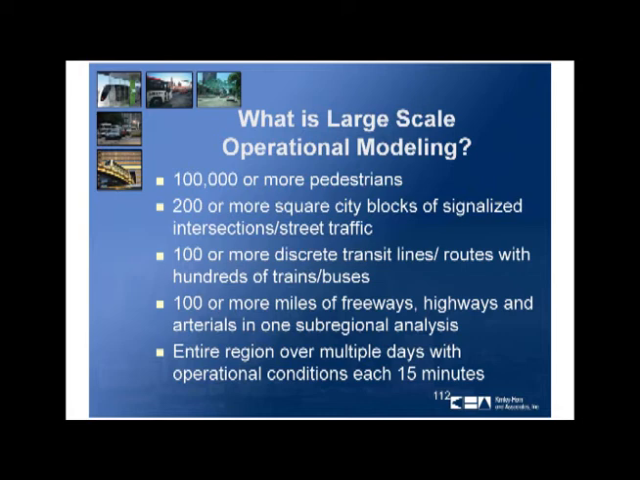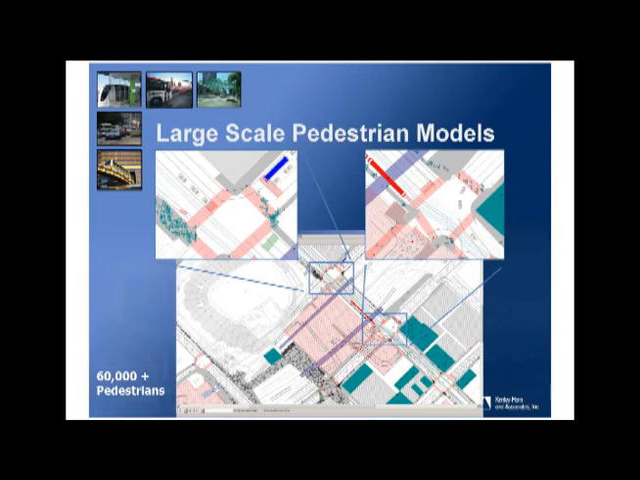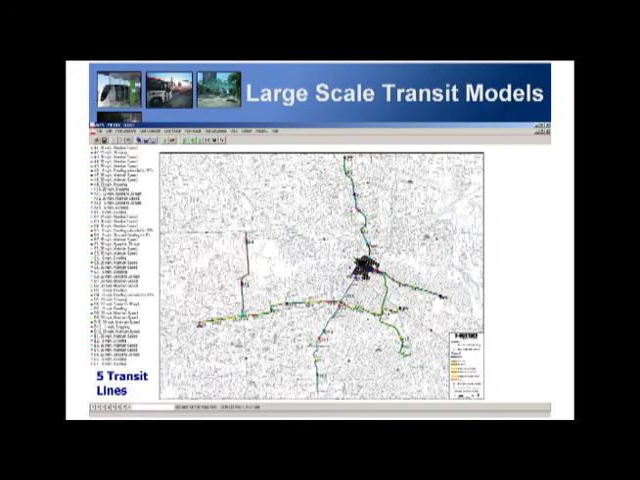100 or more discrete transit lines. One of the examples I have of some work had 50 transit lines. I didn't show that to you, but we were able to do very large scale. 100 or more miles of freeways in the entire region over multiple days in 15-minute intervals. This is our objective in large scale operational modeling. This was that pedestrian model I mentioned of downtown Minneapolis. This was the example of five transit lines, and I mentioned 50 transit lines in another tool we've got.